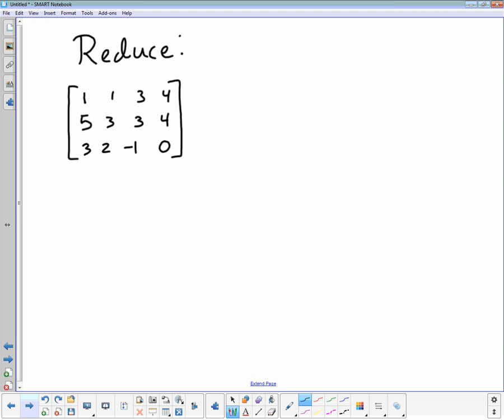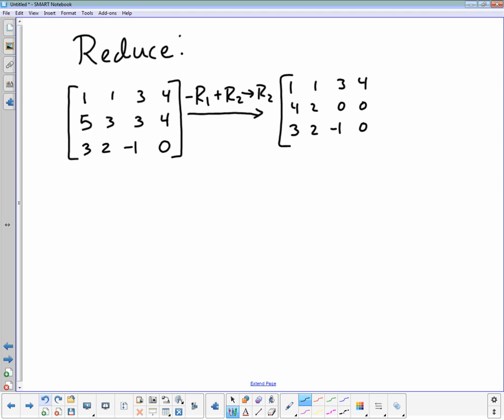But one thing I notice is this situation here. That lets me know that if I subtract those two rows, I'll get a whole pile of zeros, which will be really nice. So, row 1, just like that. Negative row 1 plus row 2 stores in row 2: 1, 1, 3, 4. 4, 2, 0, 0. 3, 2, negative 1, 0. And that makes my life a lot easier.